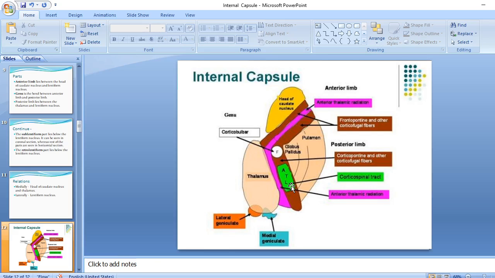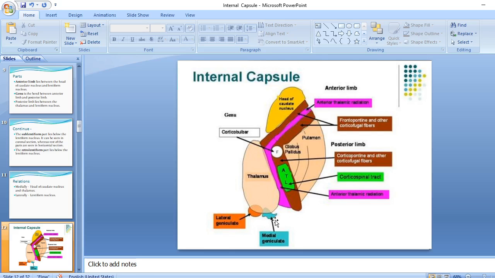Then you can see the corticospinal tract and the anterior thalamic radiations. Here you can see the lateral geniculate body, which is concerned with vision. The lateral geniculate body you can see, and here you can see the medial geniculate.